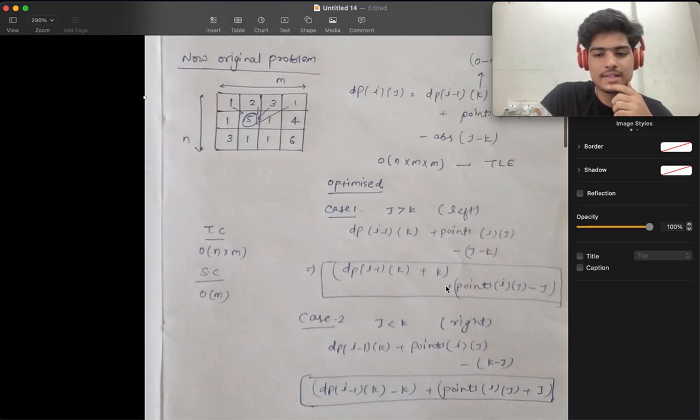So now let's see the time and space complexity. Time complexity will be big O of n into m because we are just traversing the array. You can see here k is going from 0 to m minus 1 and i is going from 0 to n. So it will be big O of n into m, and space complexity is big O of m because we are taking the space of dp. So that's why big O of m is the space complexity, and that is the optimal approach for this.